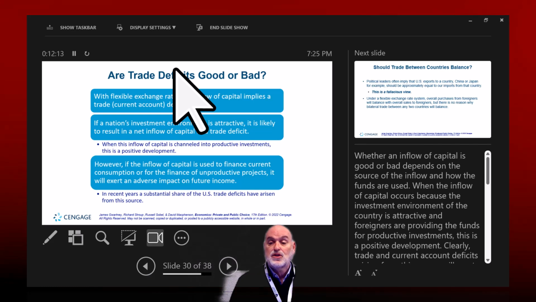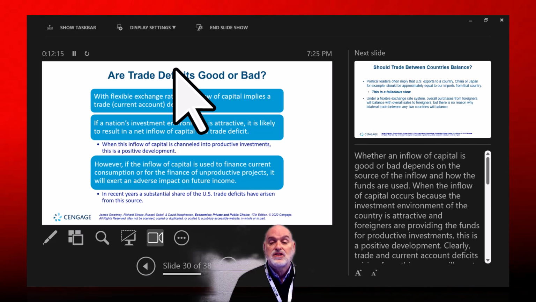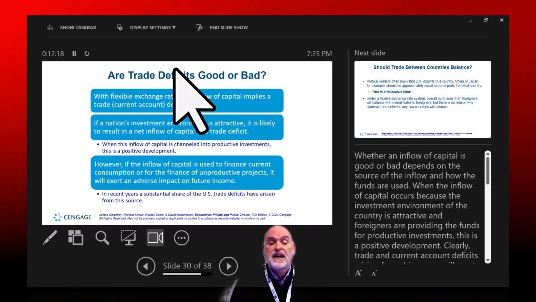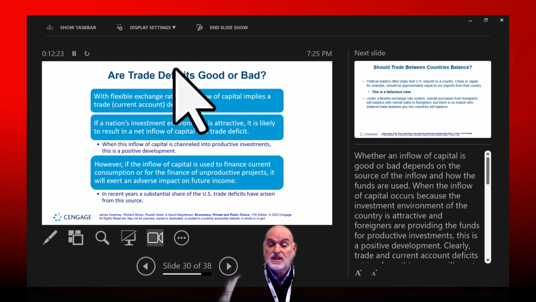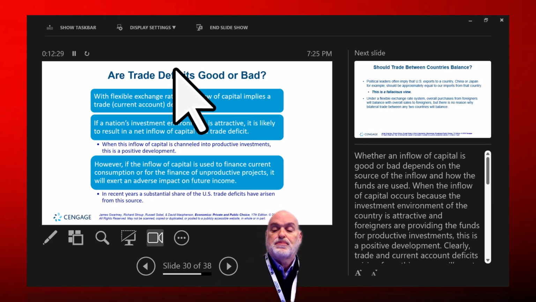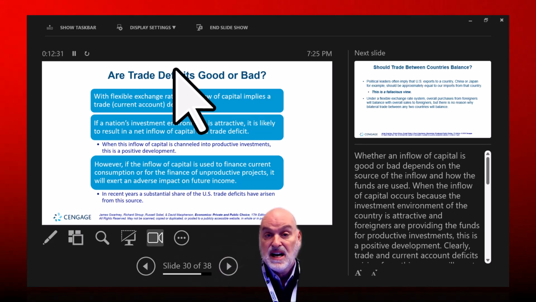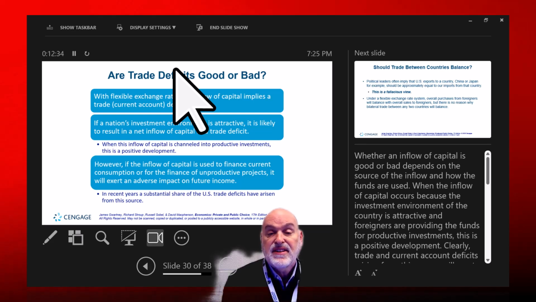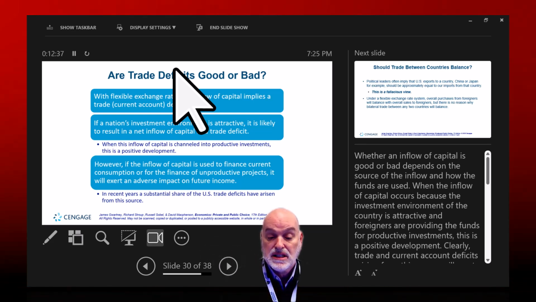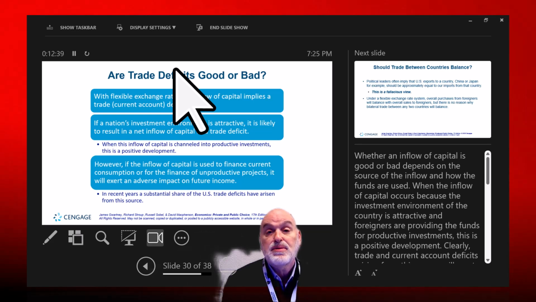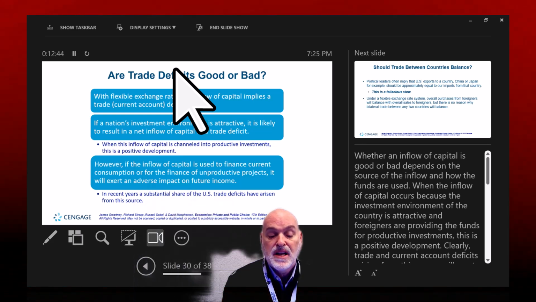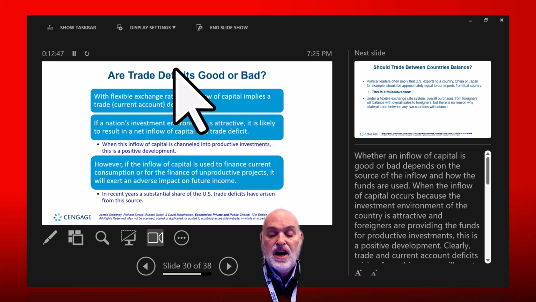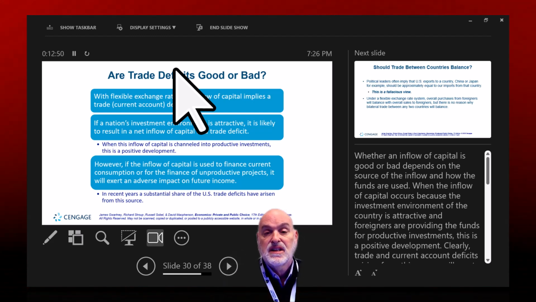Are trade deficits good or bad? With flexible exchange rates, an inflow of capital implies a trade deficit. If a nation's investment environment is attractive, it is likely to result in a net inflow of capital and a trade deficit. When this inflow of capital is channeled into productive investments, this is a positive development. However, if the inflow of capital is used to finance current consumption or unproductive projects, it will exert an adverse impact on future income. In recent years, a substantial share of the United States trade deficits have arisen from this source.